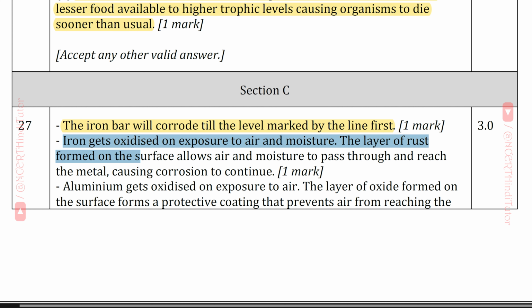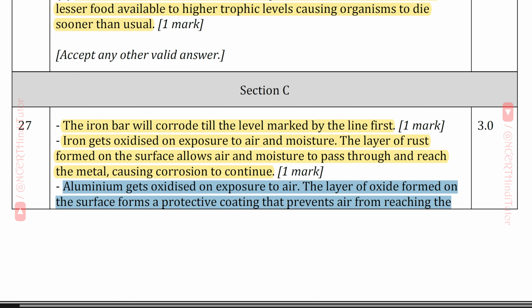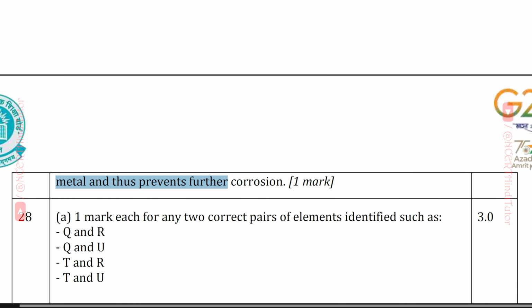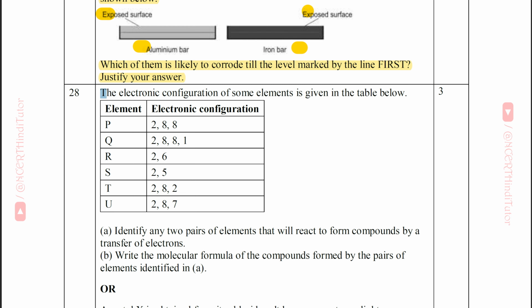The layer of rust formed on the surface allows air and moisture to pass through and reach the metal, causing corrosion to continue. Aluminium gets oxidized on exposure to air. The layer of oxide formed on the surface forms a protective coating that prevents air from reaching the metal and thus prevents further corrosion.